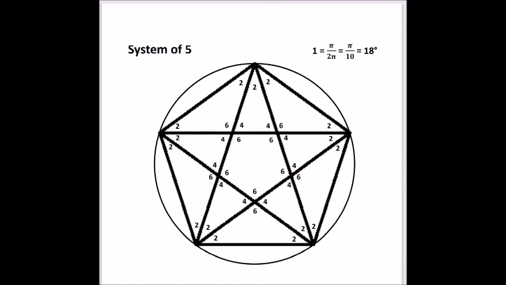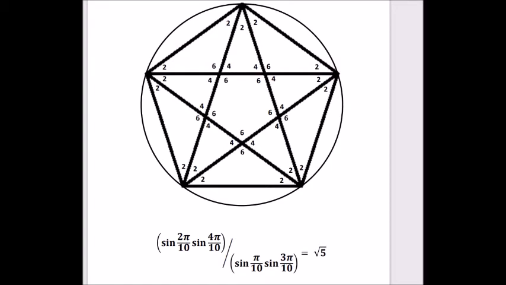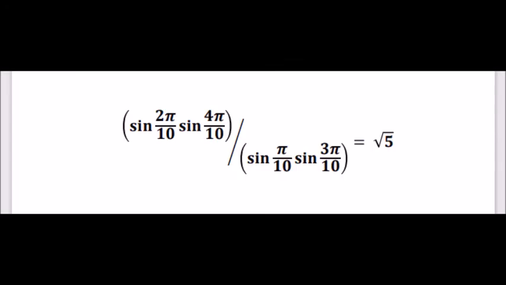Now, during a separate analysis of the ratios of the various line segments in this model, I came across an interesting ratio of sines of the base angle. And this was where the product of the even multiples of the base angle divided by the odd multiples of the base angle was equal to the square root of 5. A little more on this later.